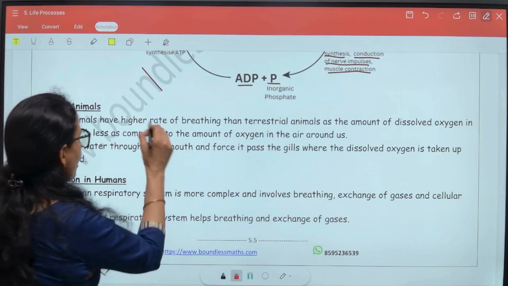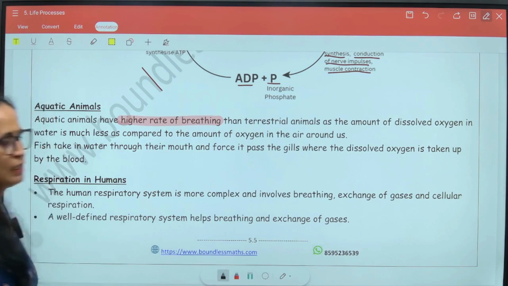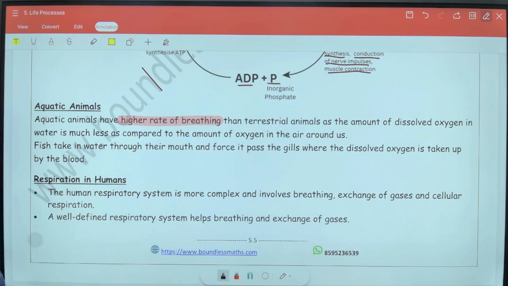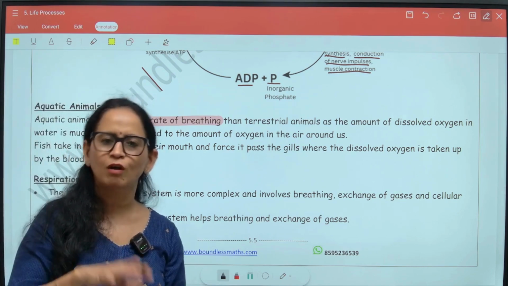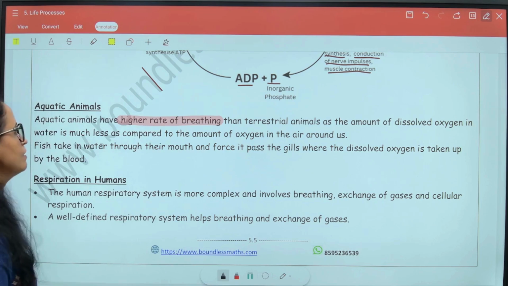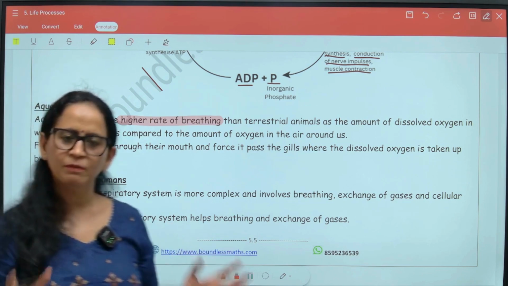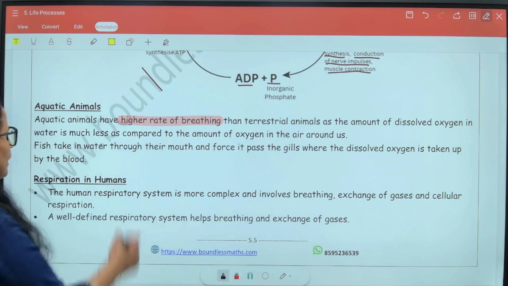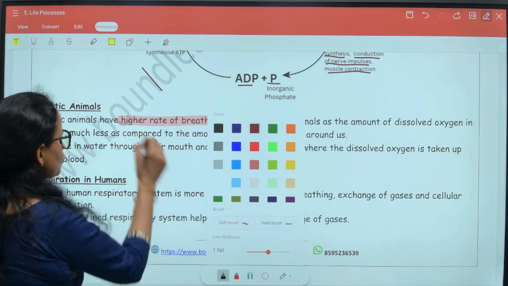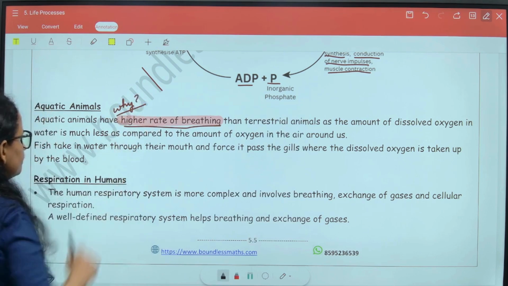Now let's come to aquatic plants. Aquatic plants have a higher rate of breathing as compared to terrestrial plants. Why? Because we all have the atmosphere, we all have air around us, and that has a good amount of oxygen that is needed for us. But aquatic plants use the oxygen that is available in dissolved form in water. So the amount of oxygen available to aquatic plants is not too much. It is very less as compared to the amount of oxygen that is available in the air around us. So that's why these aquatic plants have a higher rate of breathing. Again a reasoning question, please remember why aquatic plants have a higher rate of breathing.